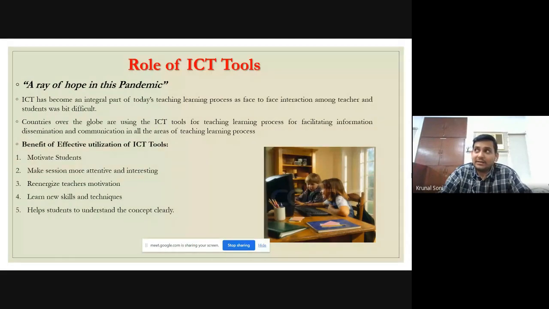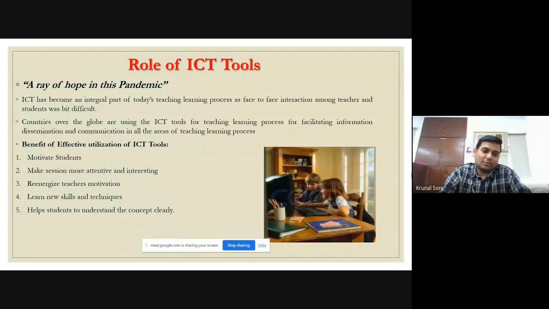Right. Why are ICT tools going to re-energize the motivation of teachers? Because teachers also have the flexibility to work. They don't have to follow monotonous working hours; as and when their lectures are there, they can go and start their lectures. Apart from that, by teaching online, they can save their time on transportation, right? They can share their knowledge with multiple audiences at one point of time, right.